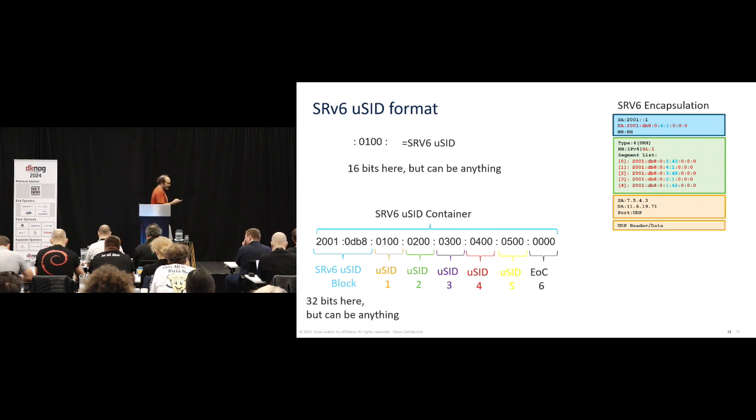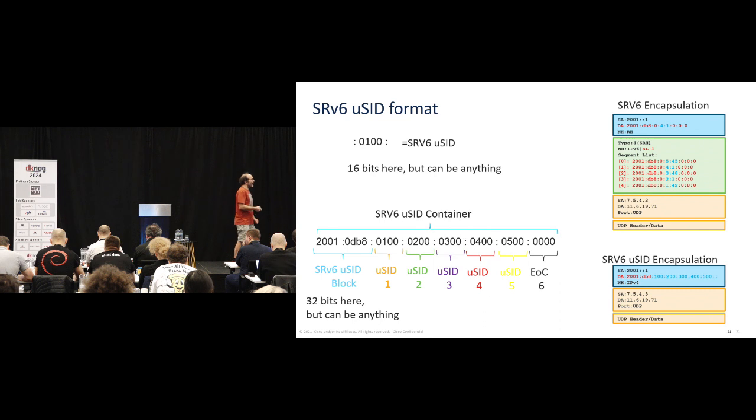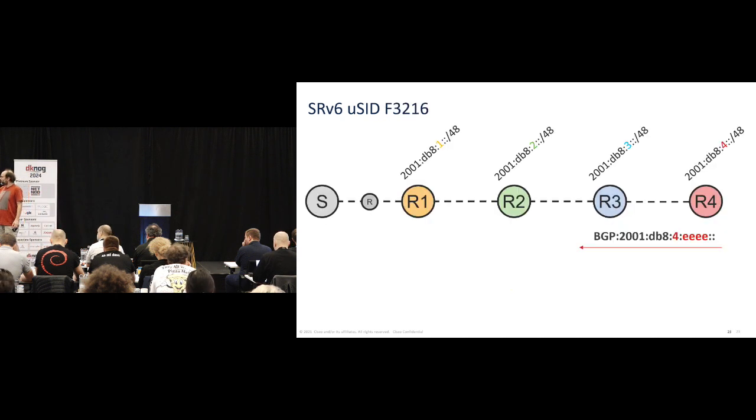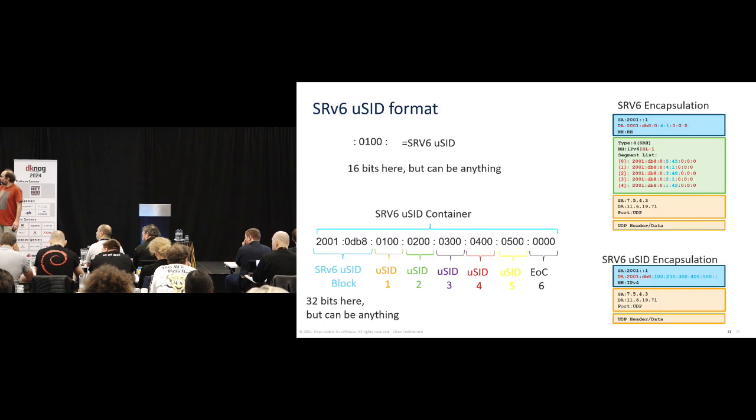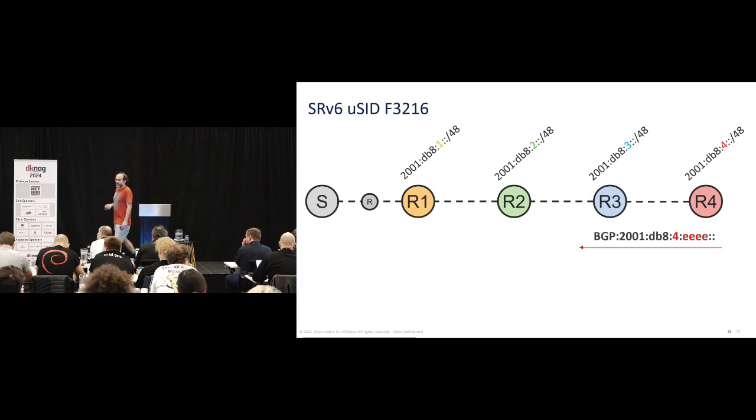And this way, basically, the same functionality can be achieved by encapsulating the original packet into just an IPv6 header and into the destination address. Instead of one SID, we will put an SRv6 micro-SID container with five SIDs. And these packets, function-wise, are totally identical. They will provide exactly the same function. Well, if you ask why, this is the how.